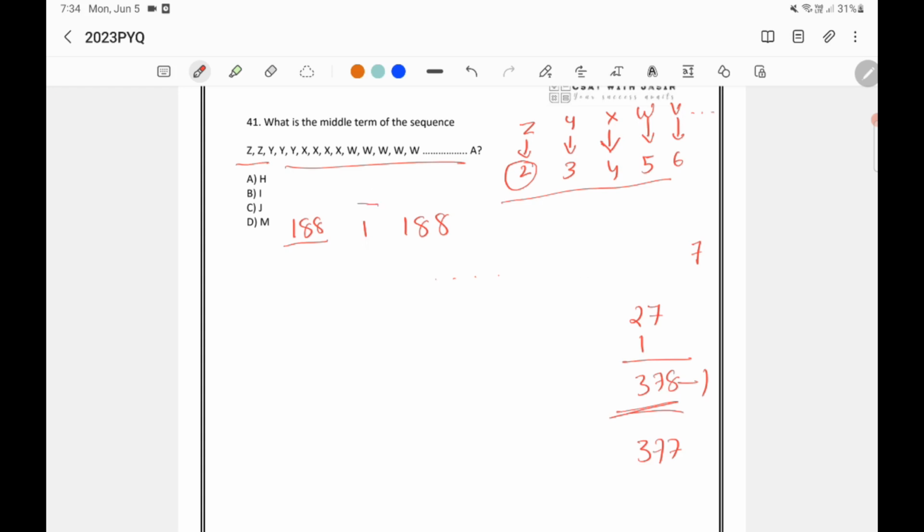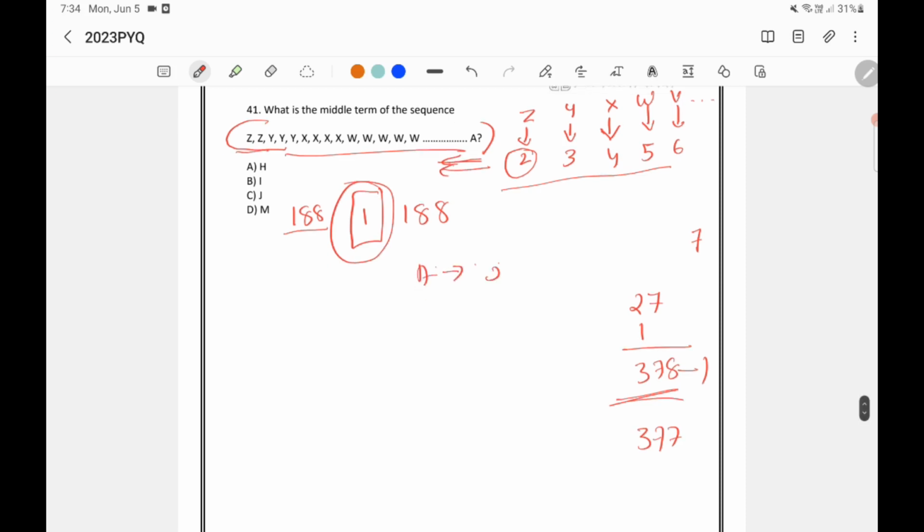Okay, so we need to find what this term is. Rather than starting from the back, because Z, Y, X is actually very difficult for you, since normally we say A, B, C, etc., it's good if you start from this side. After 188 terms, the middle term will come, right? So A is coming 27 times. And if you look at the options, it is H, I, J, K.